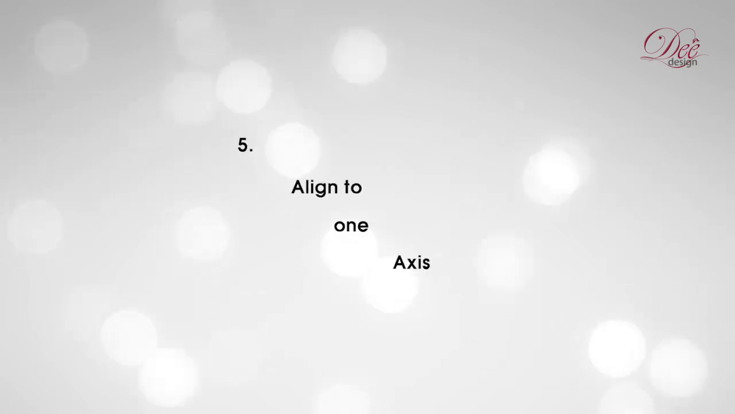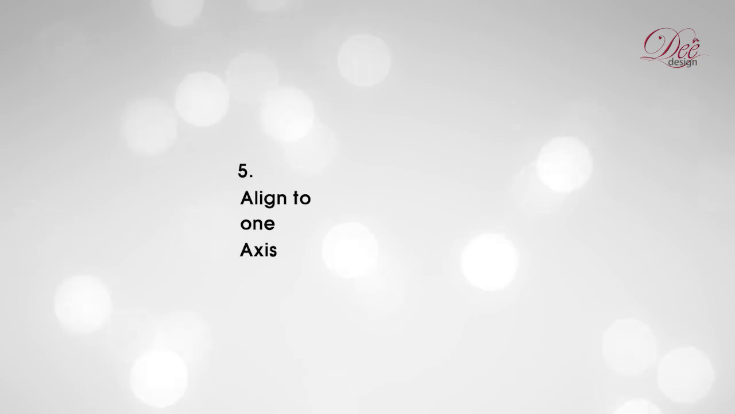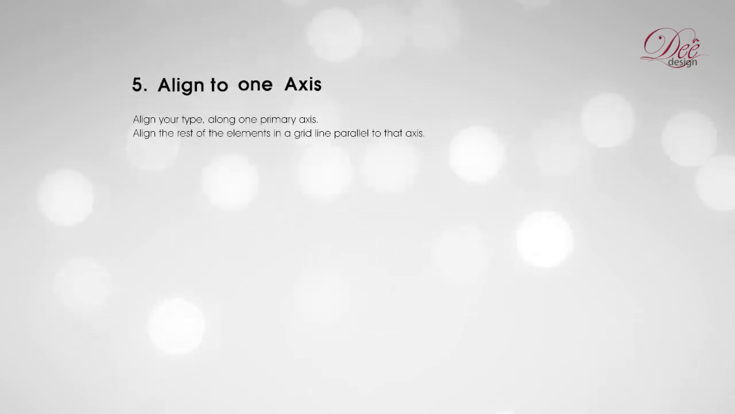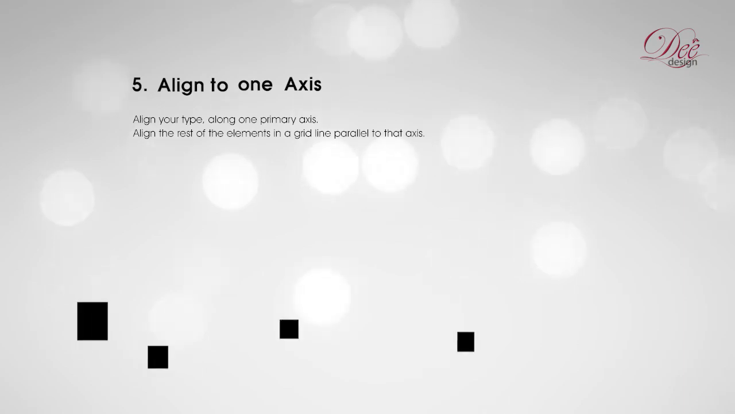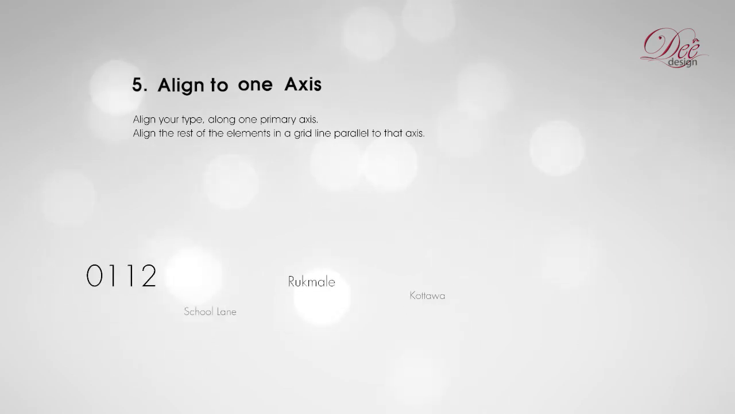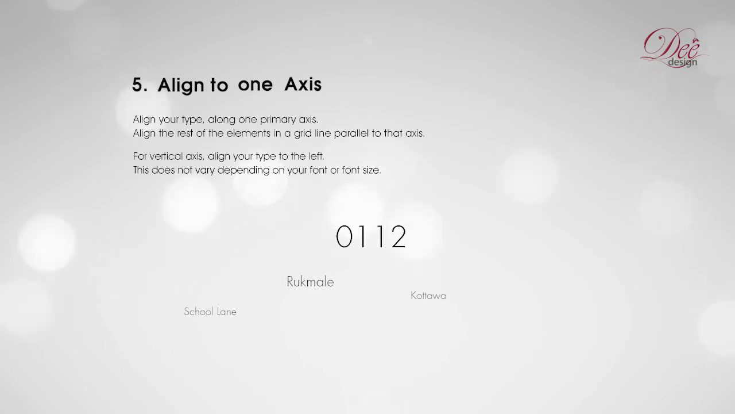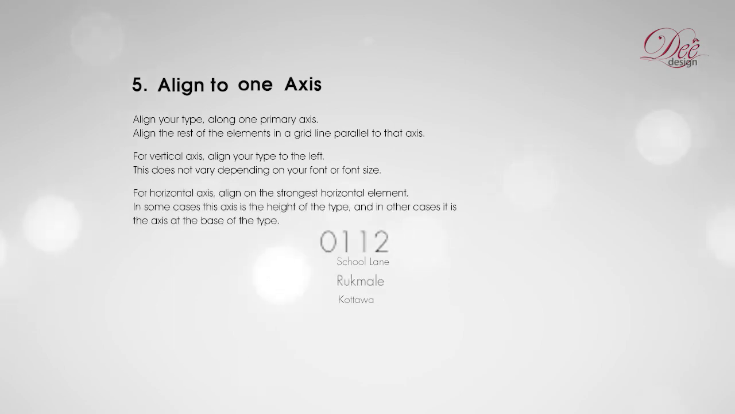Five. Align to one axis. Align your type along one primary axis. Align the rest of the elements in a grid line parallel to that axis. For a vertical axis, align your type to the left. This does not vary depending on your font or font size. For a horizontal axis, align on the strongest horizontal element.